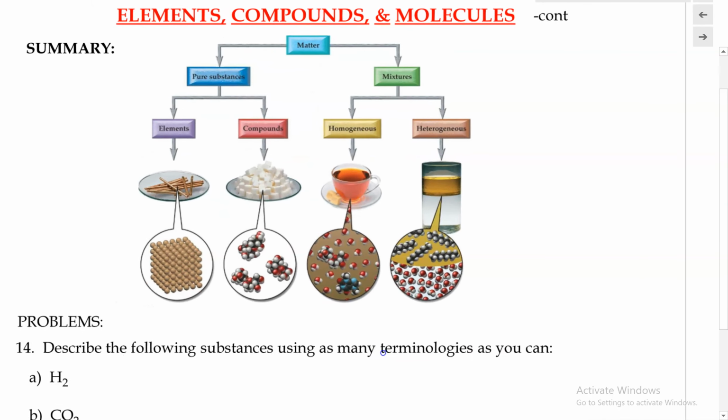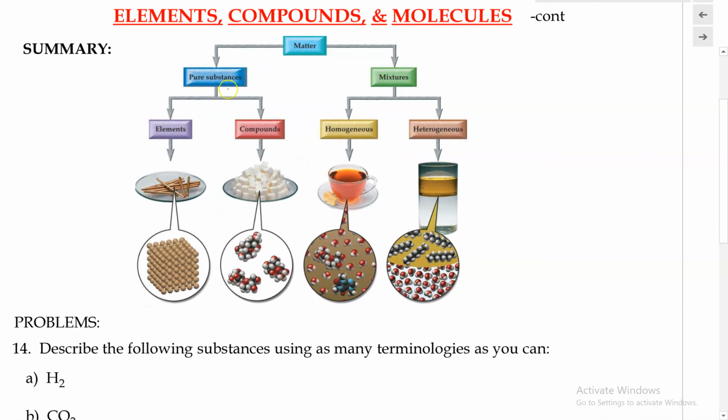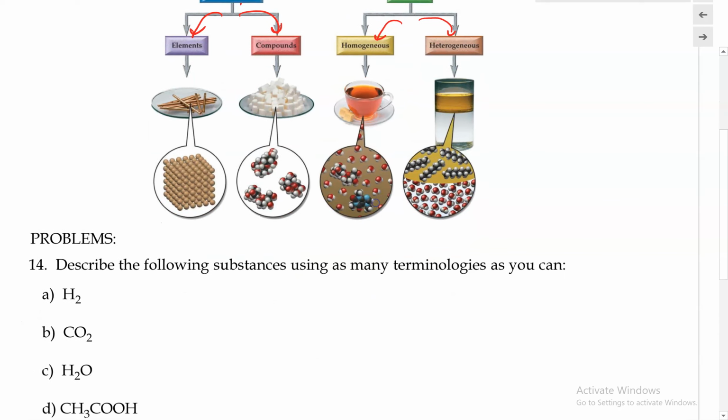So in summary, matter can be a pure substance or a mixture, and within mixture, a mixture can be further described with the word homogeneous mixture or a heterogeneous mixture. And pure substances can be an element or a compound. Okay, and in this case right here, for example, if we would have a piece of copper, then this is a pure substance, and it could classify as an element because it consists of only one type of atom.